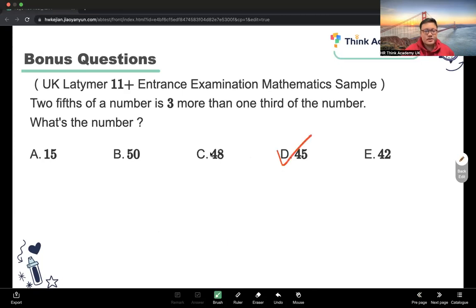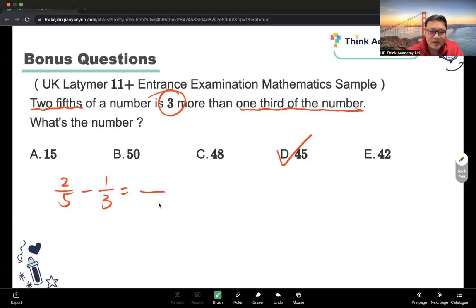And because we know the 2/5 of this number and the 1/3 of the number, we know the difference, right? So that 3 means what's the fraction of that 3 to the number? That will be 2/5 take away 1/3. You need to be really careful when you do the calculation. You have to convert these two fractions into the same denominator when you want to take away.